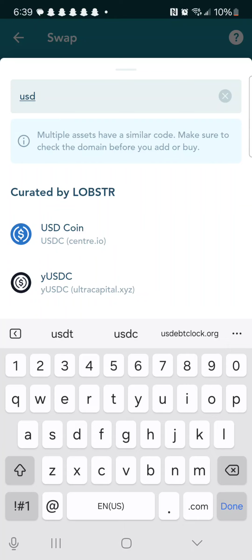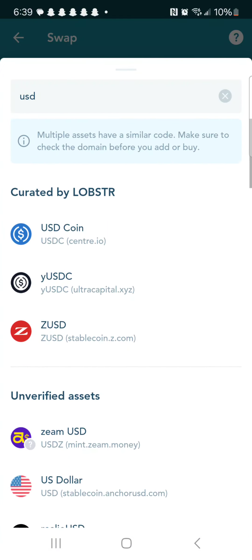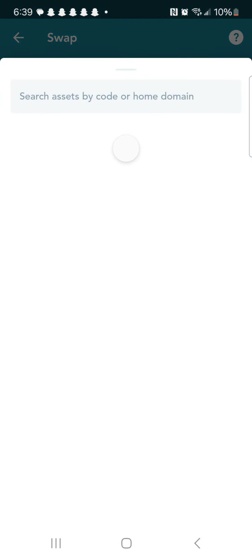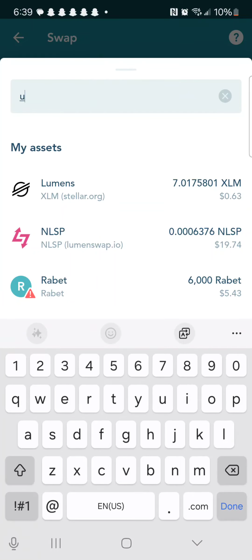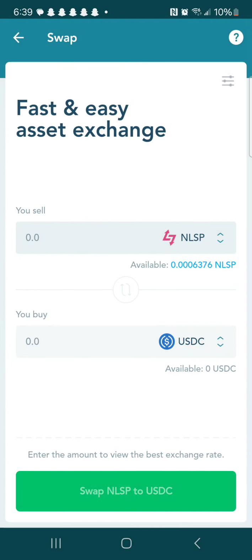See how it says curated? Swap into, and these two are definitely stable coins. This one earns you interest like a savings account with the Y attached to it. Swap into USDC. Okay, your USD coin. Swap into USDC.